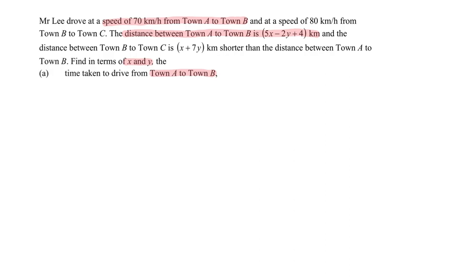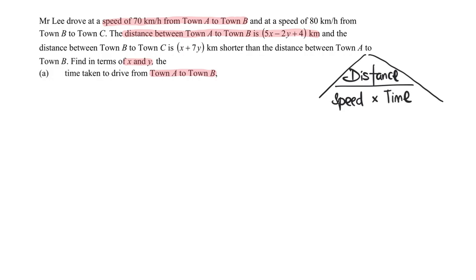Alright. The time taken to drive from town A to town B. This one requires us to take note that distance is equal to speed times time. What this essentially means is that to find my time, I will need to have distance divided by speed.